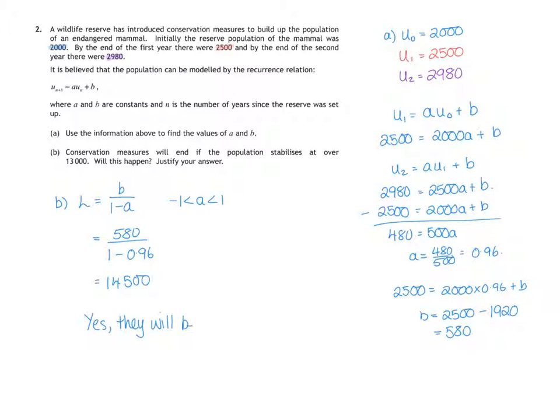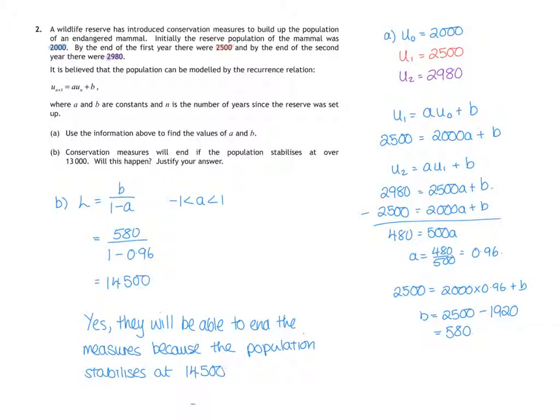because the population will stabilize, or the population stabilizes at 14,500, and 14,500 is greater than 13,000. Okay, that's all we need for question 2.